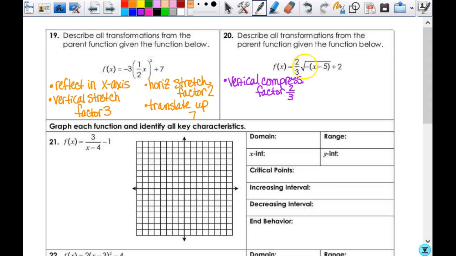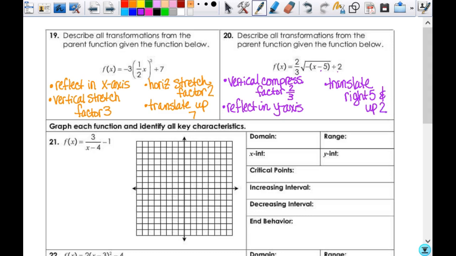Then I move into here. This negative is on the inside. It directly affects x, so that means that we are going to reflect in the y-axis. Then these are both translations, so then I'm going to translate right 5 and up 2.